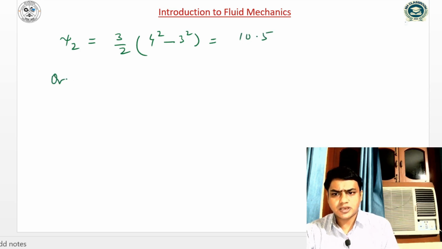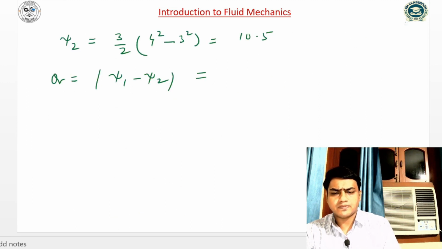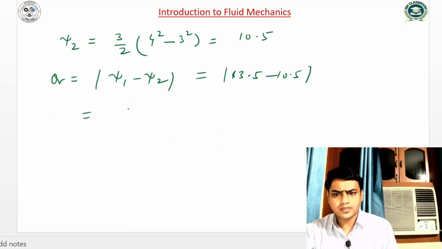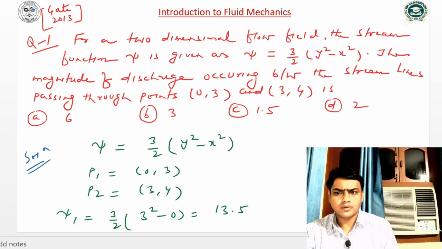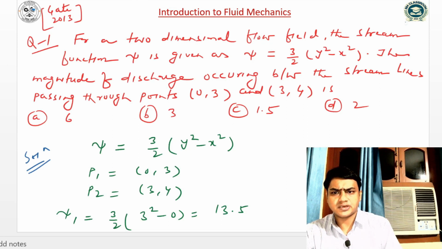So the discharge can be computed as the magnitude of psi 1 minus psi 2, so it will be 13.5 minus 10.5, so it will be 3. So the magnitude of discharge is 3 units. So the B option is correct.